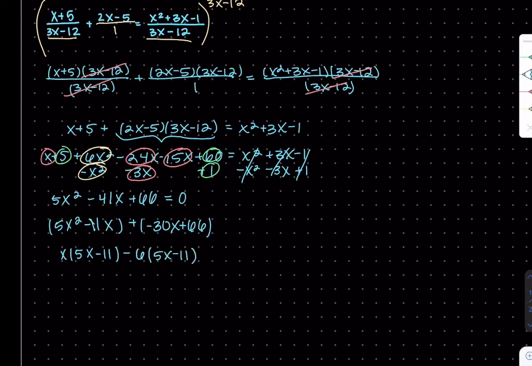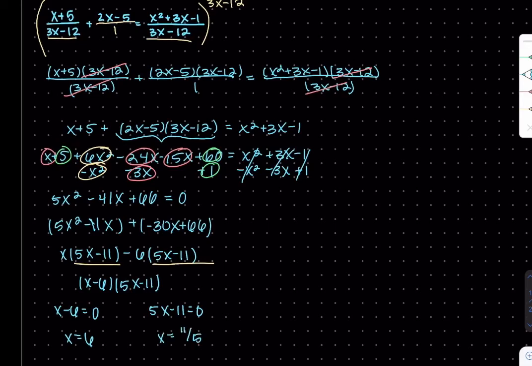So here we have two common terms, so this can actually just turn into x minus 6 times 5x minus 11. From there we just solve x minus 6 equals 0 and 5x minus 11 equals 0. We're going to get x equals 6 and x equals 11 over 5.